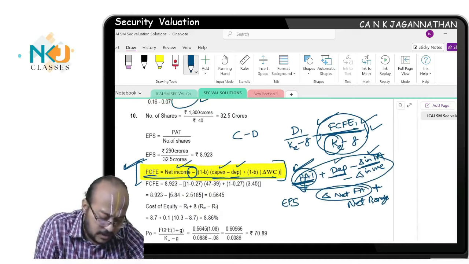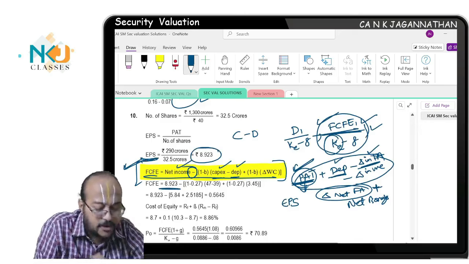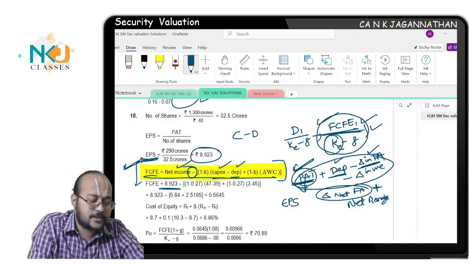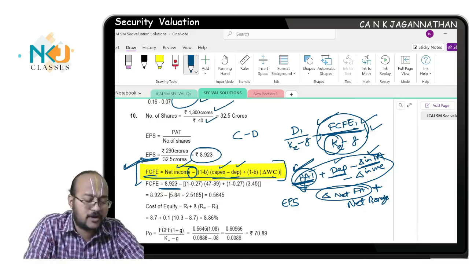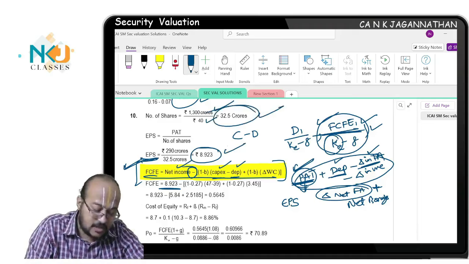Very simple. Given net... 8.923 is nothing but EPS. They have computed EPS as 8.923. First step: 1300 crore share capital divided by par value, face value, you will get the 32 number of shares outstanding. Then you will compute the EPS. Then apply the formula. Very simple. All the other data given.